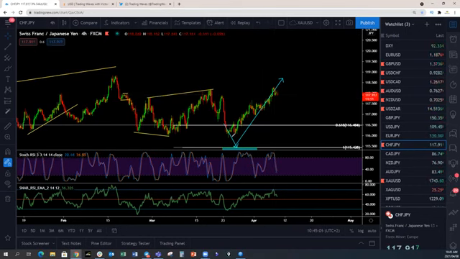Chief Yen, there's this move here. We should get a pullback here. That's why we're selling the euro as well. We'll look for a sell setup on the euro.